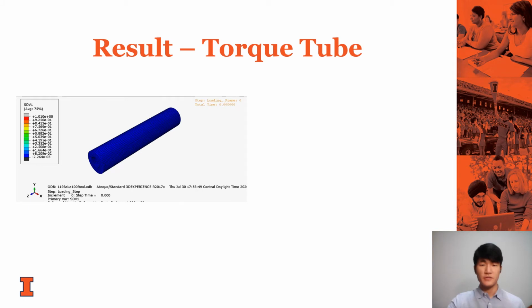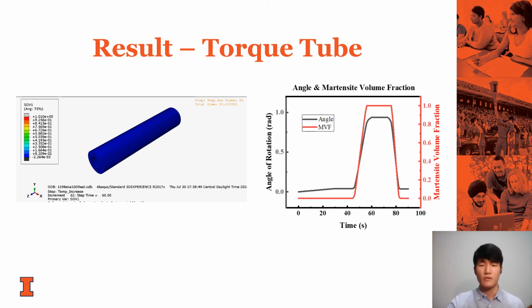This video shows the simulation of the torque tube that is loaded to develop an internal stress of 100 megapascal and went through isobaric thermal cycle. Again, the face toward negative z direction was fixed, and the face toward the positive z direction was rotated by using kinematic coupling and applying a moment. The graph on the right shows the angle of rotation and martensite volume fraction throughout the simulation.